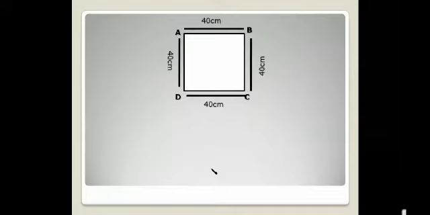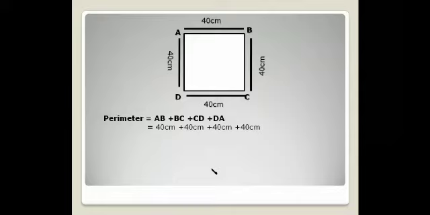Now we will add all this. So we will follow first the old method, that is perimeter is equal to AB plus BC plus CD plus DA. So AB is 40 plus 40 plus 40 plus 40. When you add these 40s 4 times, you will get 160 centimeters. Here it is given in centimeters. You have to write centimeters. If you write only 160 without writing the unit, then your answer will be wrong. So you have to write the units also.